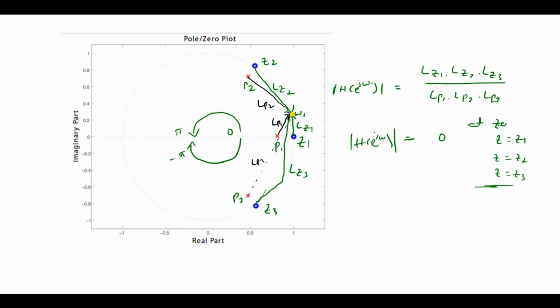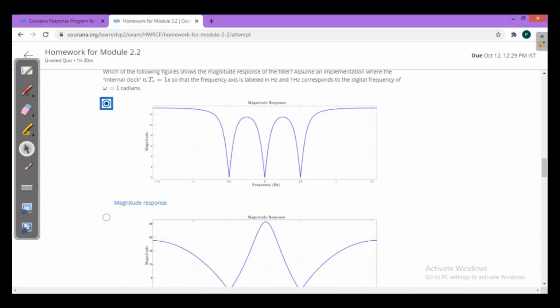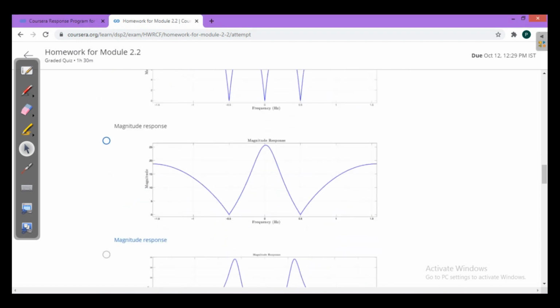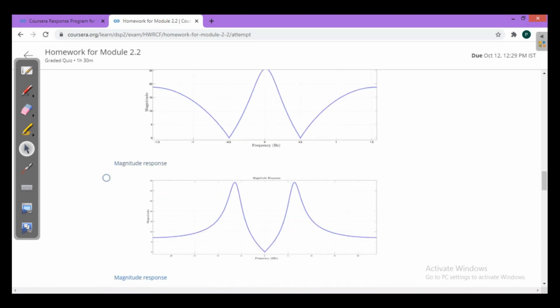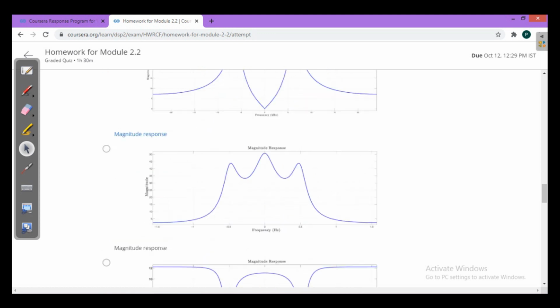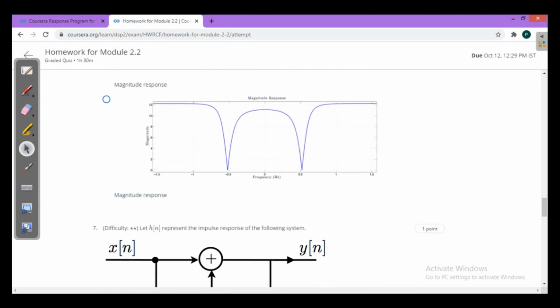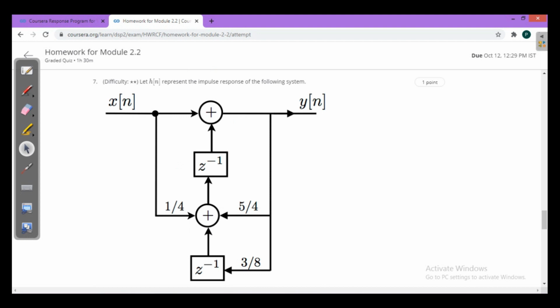Now see, the first one: the magnitude response is 0 at 0, and it is 0 at the positive and obviously the negative frequency. So the first one is right. No other magnitude response satisfies these conditions. The second one is not equal to 0 at 0, and the third one is 0 only at 0. In the remaining ones, the magnitude response is not equal to 0 anywhere. So the first one is the correct option. Next one, seventh one.